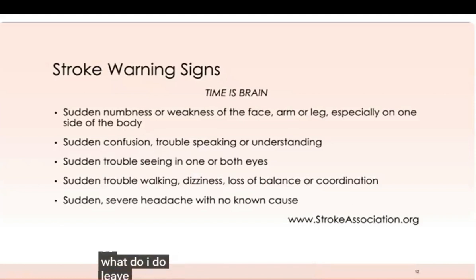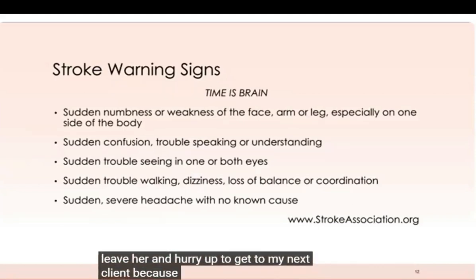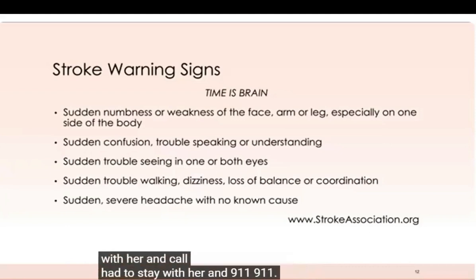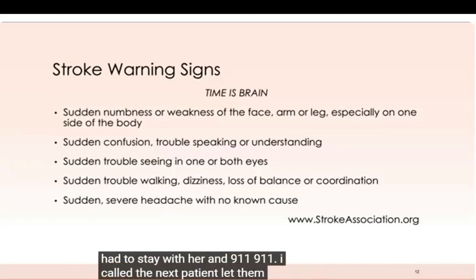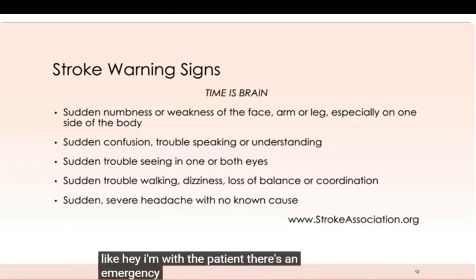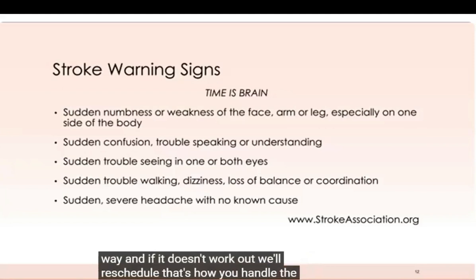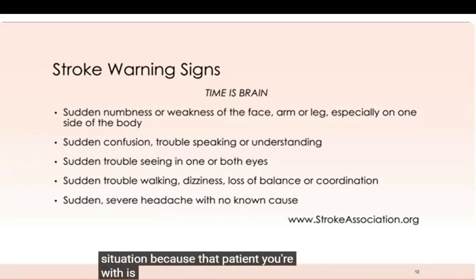What do I do? Leave her and hurry up to get to my next client because they're 15 minutes down the street? Or do I have to stay with her and call 911? I had to stay with her and call 911. I called the next patient and let them know, okay, I'm with a patient, there's an emergency. I'm probably going to run late. I'll let you know when I'm on my way. And if it doesn't work out, we'll reschedule. That's how you handle the situation because that patient you're with is critical.